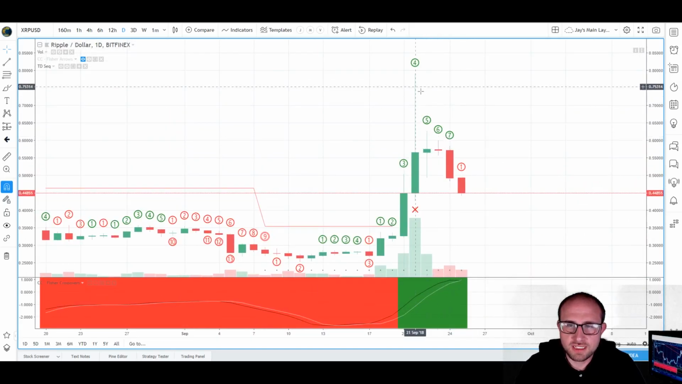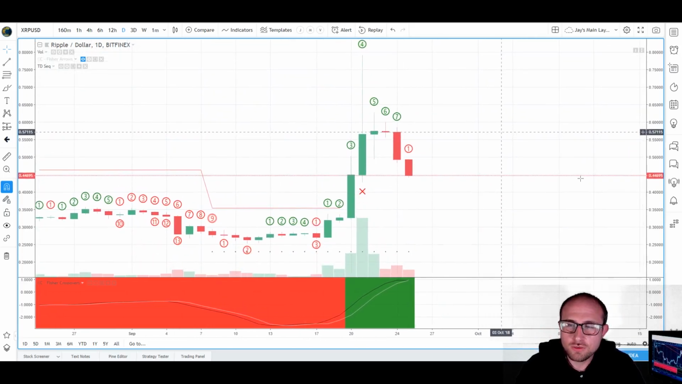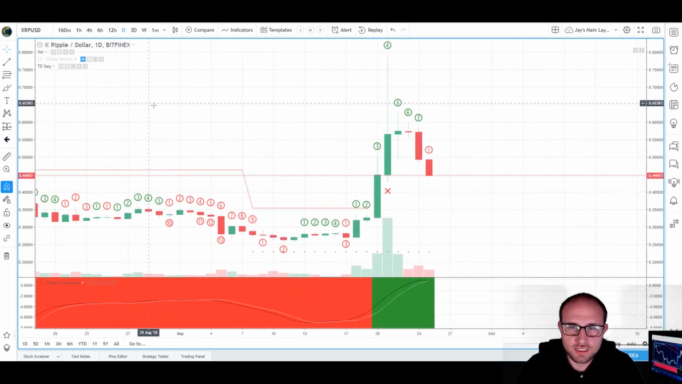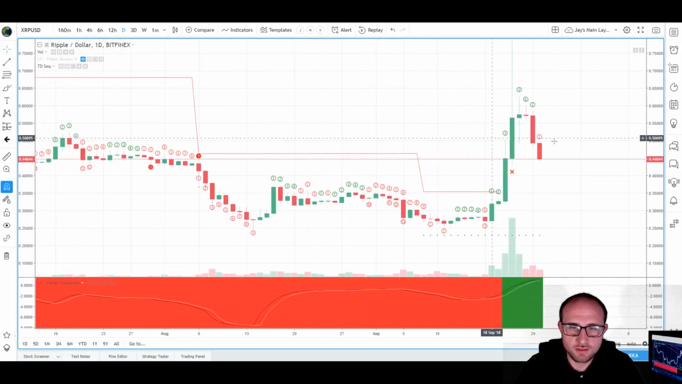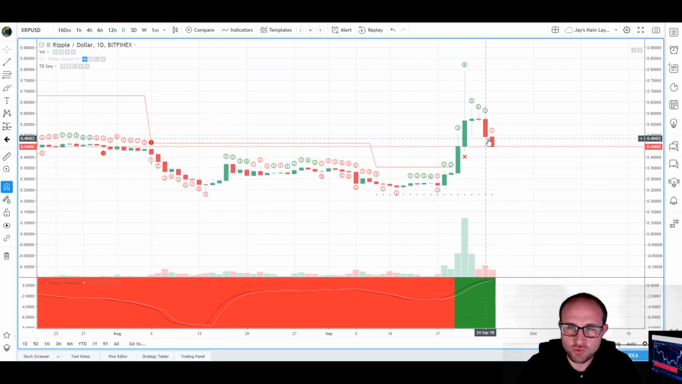However, we're still not seeing a strong entry. So this was not a good trade. This was a lucky trade. And sometimes we're lucky, sometimes we're good. So, taking a look at TD Sequential, we still don't see, based on current price action, a strong entry right now.